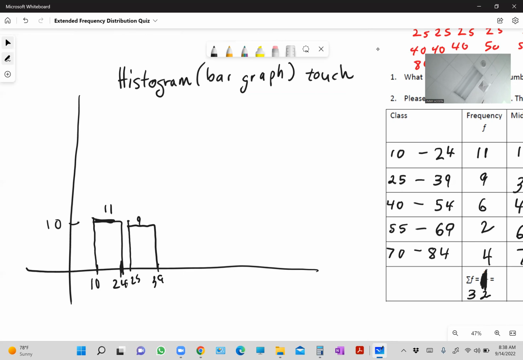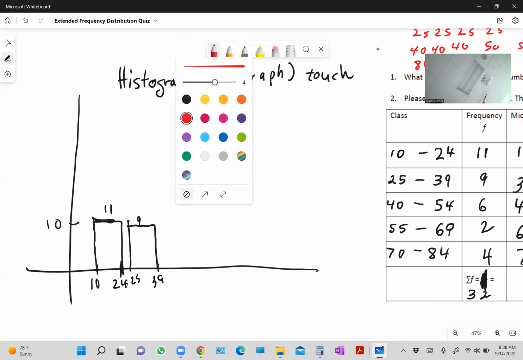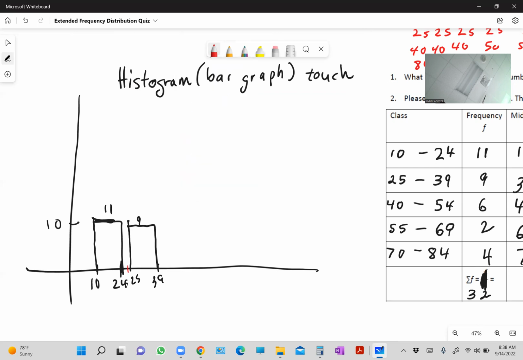What's the gap between 24 and 25? How much is the gap? 1. What's half of 1? 0.5. So what if I made 24 into 24.5 here, and I make 25 a little bit wider, so they can meet here in the middle.